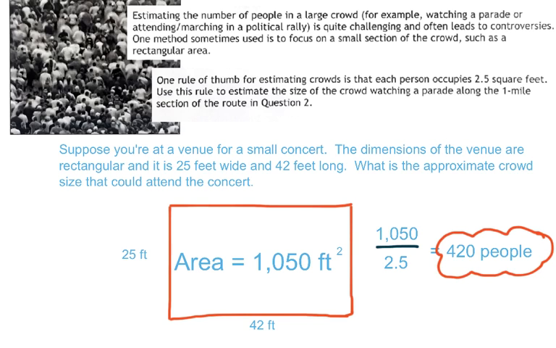And one application of this is, how many tickets should we sell at this venue based on how big the venue is? Well, the people who own the venue should only be selling 420 tickets before the concert is sold out.